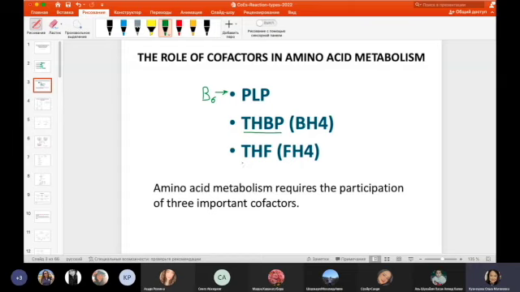And the last one here is called tetrahydrofolic acid. It is coenzyme. It is B9. Folate is precursor of tetrahydrofolic acid. Now let's discuss the types of conversion and participation of these cofactors, coenzymes in this reaction.